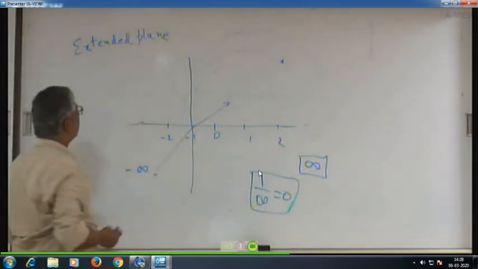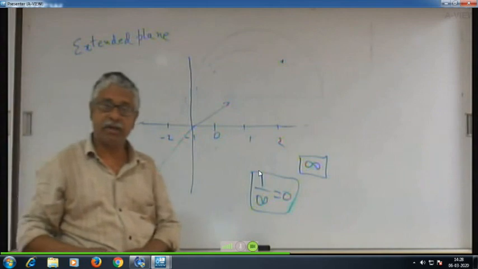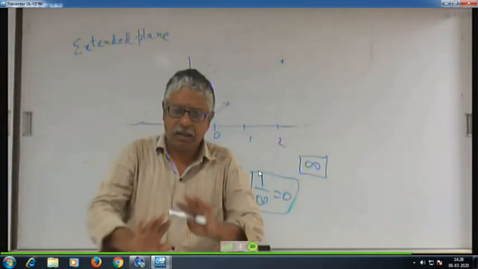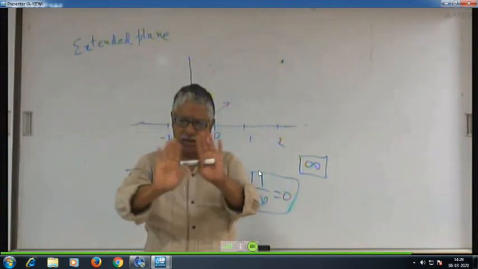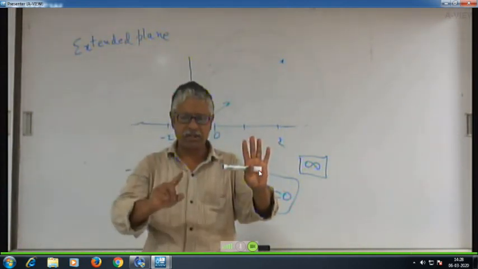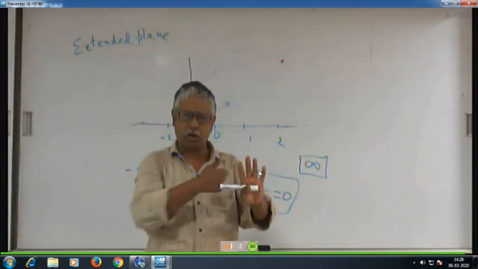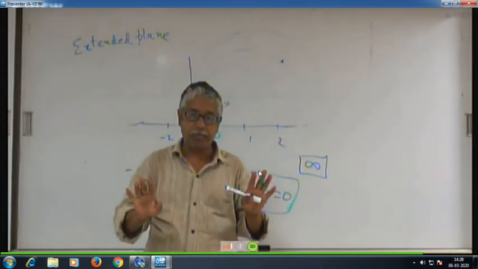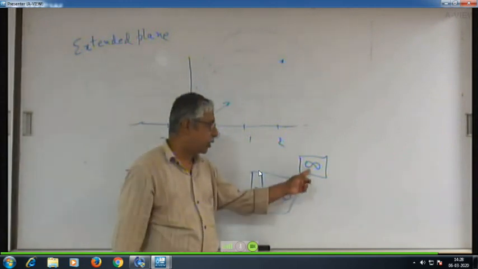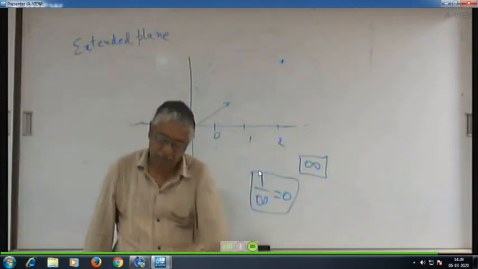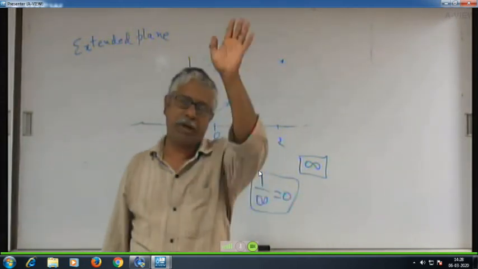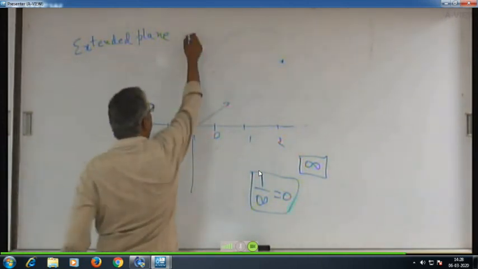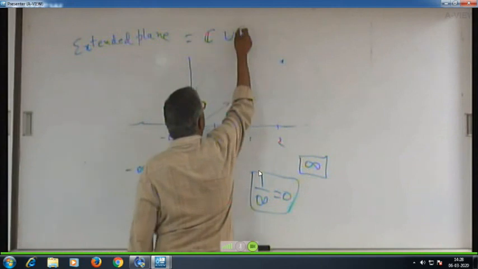There are beautiful topological constructions, which I don't have the energy or time for, and it's not needed to understand what is extended here. All I want to tell you is I have this complex plane. Every point in this complex plane is a complex number. There is one point which is not in this complex plane, and I will call that point infinity. I will just say with the complex plane you take this point also. Such a thing is called the extended plane. That is complex numbers union infinity.